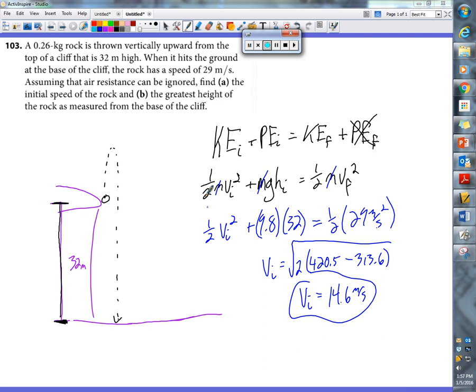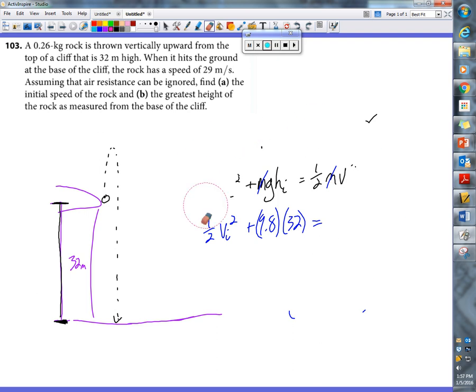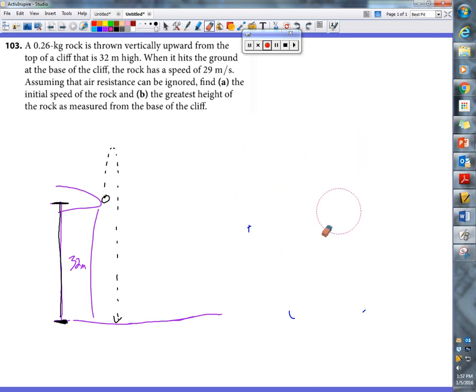Part B is similar, but you have to think a little bit outside the box. So it says the greatest height of the rock. We want to know the greatest height of the rock as measured from the base of the cliff. So in other words, they want to know what this height is. Now how are we going to do that? Basically, the simplest way to think of that is just consider this your initial and consider that your final. And do a conservation of mechanical energy problem from there.